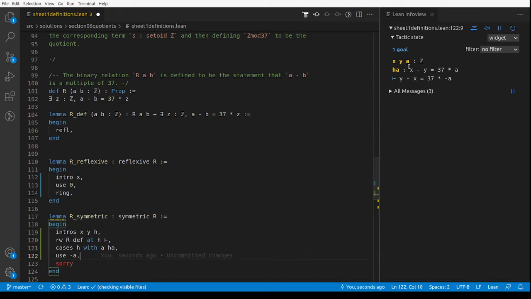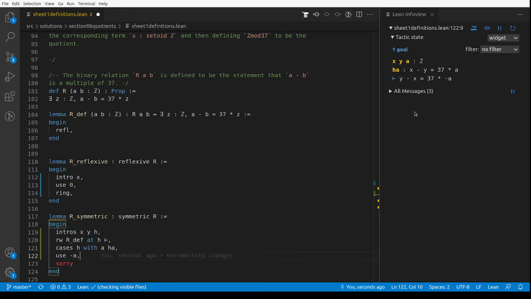And now it kind of looks like this is just a question in ring theory, right? x minus y is 37 times a, and we've got to prove that y minus x is 37 times negative a. So you kind of think, great, the ring tactic should solve that. But you see, the ring tactic doesn't do it. We've still got a goal left. And so what's going on? Why doesn't the ring tactic solve this?